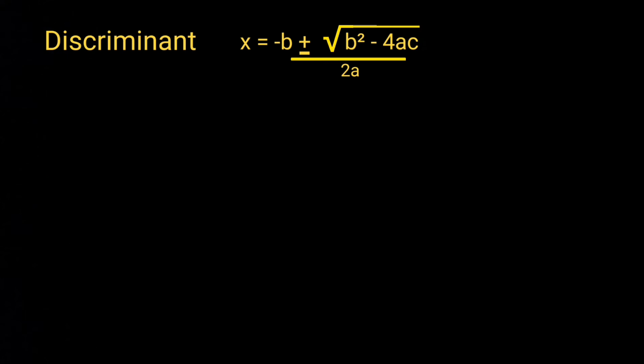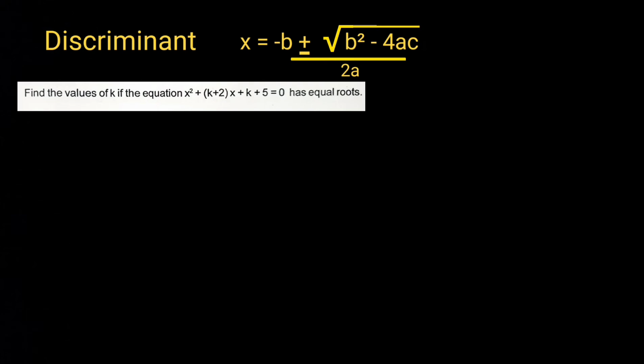Let's do one example. Here is the question that asks us to find the values of k if the quadratic equation x squared plus (k plus 2)x plus (k plus 5) has equal roots. Right off the bat, the question already told us that the quadratic equation has equal roots, so we can assume that the b squared minus 4ac value of the equation will be equal to 0.